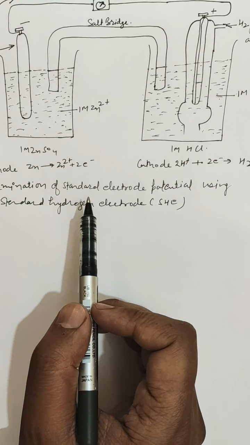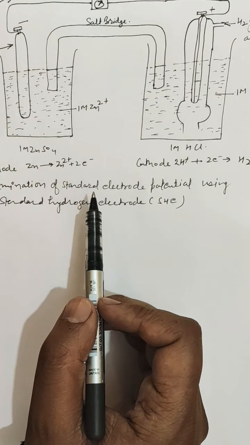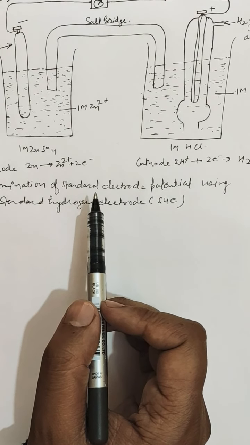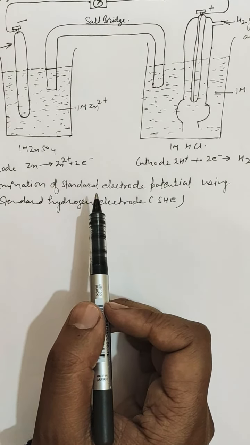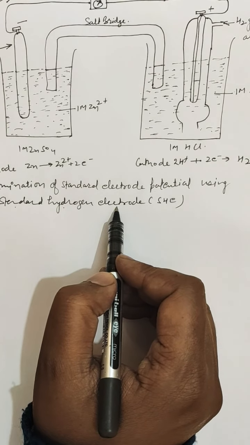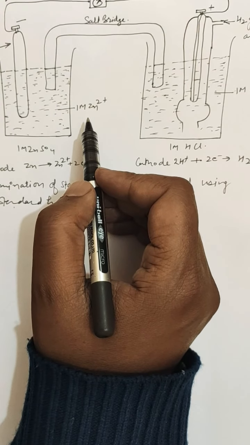So what is a reference electrode? A reference electrode is the one which has an accurately known electrode potential at 298 Kelvin and is used to find the single electrode potential of another electrode. So here I am telling you how the standard electrode potential is determined using a standard hydrogen electrode. This is the pictorial representation of a standard electrode.